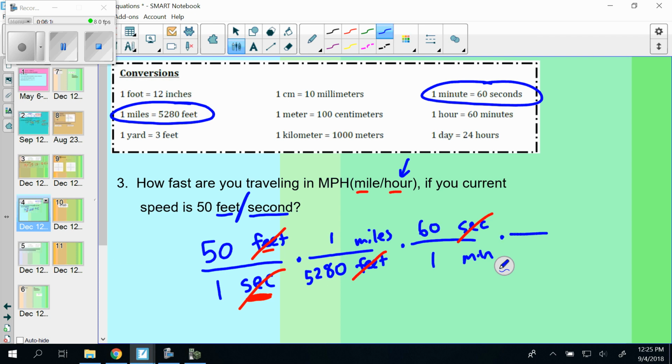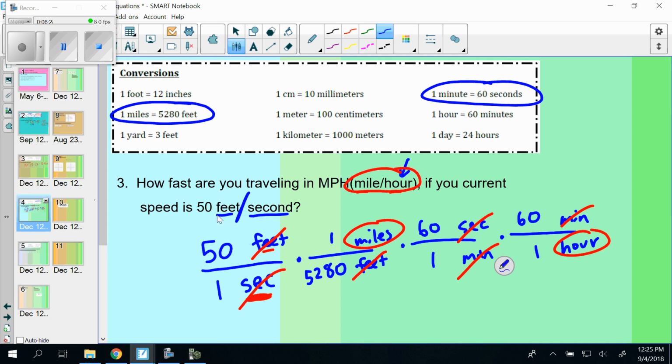Okay, doing one final one here. Now we've got minutes on bottom. We want minutes on top. We want to get to hours. We know 1 hour is 60 minutes. Minutes are going to cancel. Our final answer now is going to be miles per hour like they're asking for here.